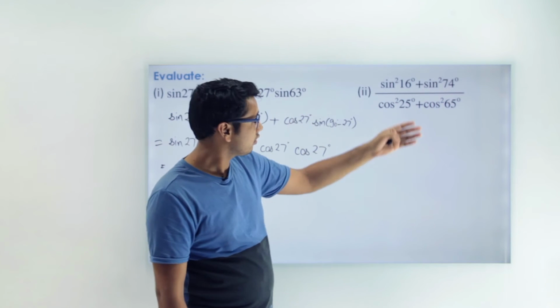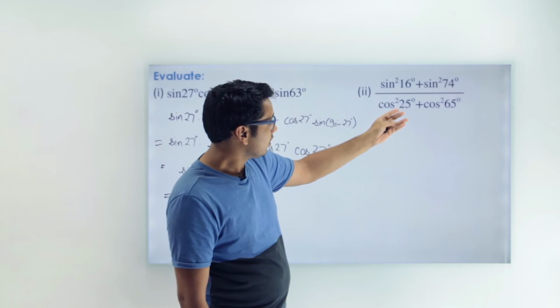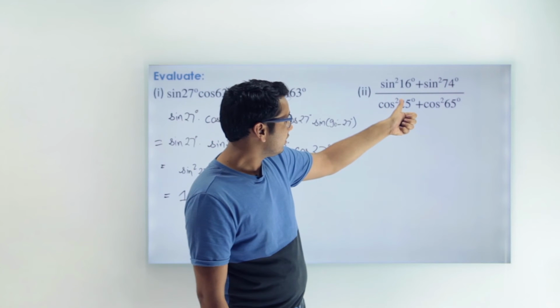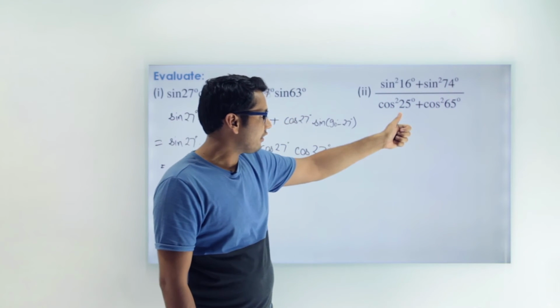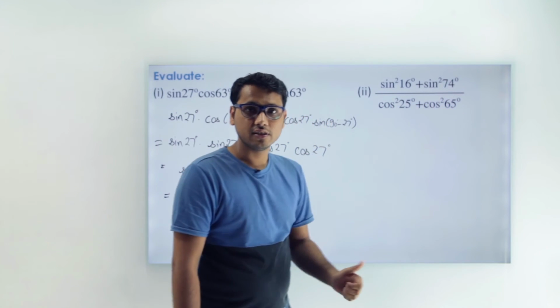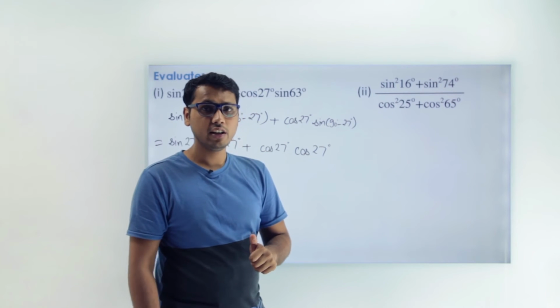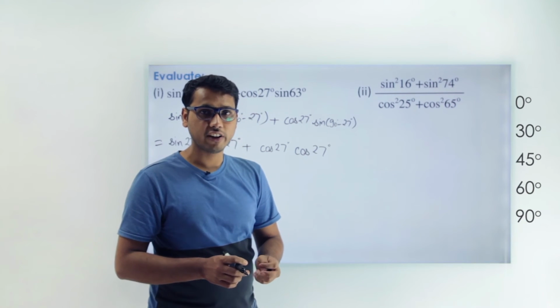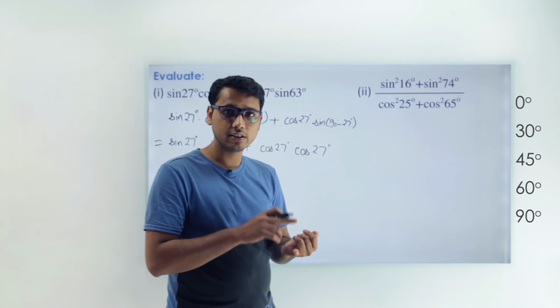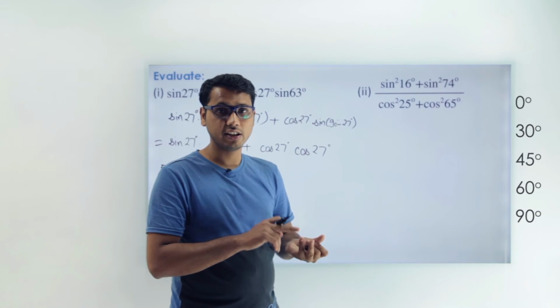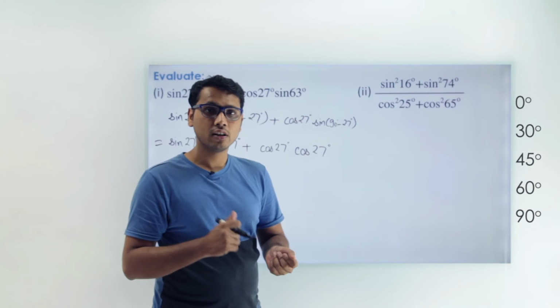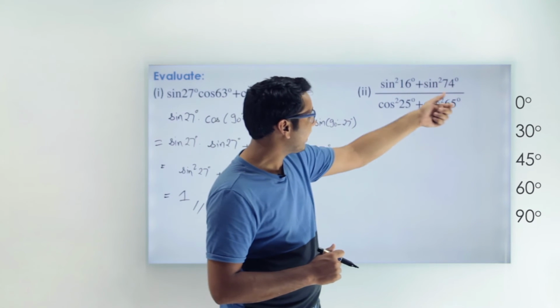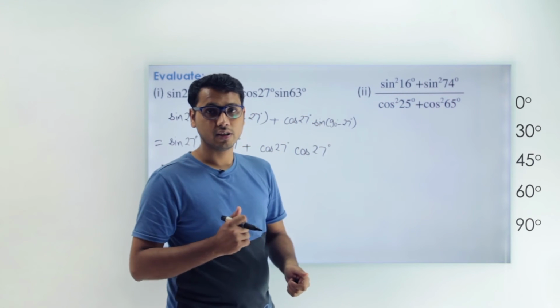Now let's look at our next example, where we have to find the value of this expression. Here also, the values of 16 degrees, 74 degrees, 25 degrees and 65 degrees we cannot find. We can only find 0, 30, 45, 60 and 90 degrees from the table. So we have to break these terms into something else.